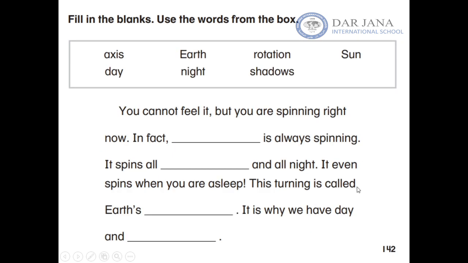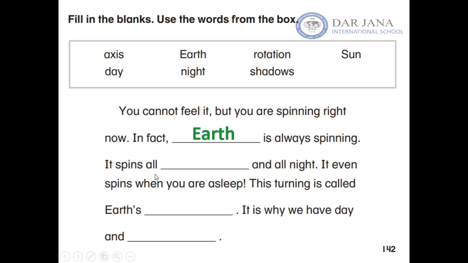Now, open page 142. Also, we are going to fill in the blanks. Use the words from the box. We have axis, earth, rotation, sun, day, night, shadows. Let's start. You cannot feel it, but you are spinning right now. In fact, what is always spinning? So in fact, who's spinning? The earth.